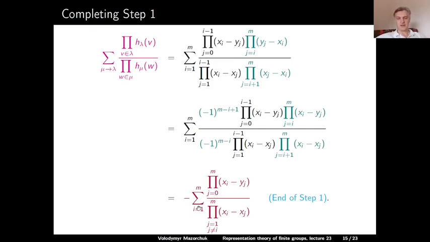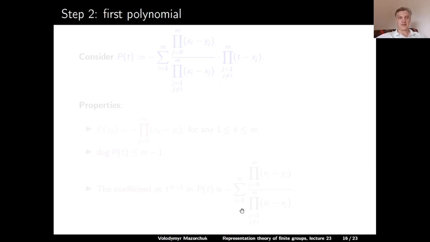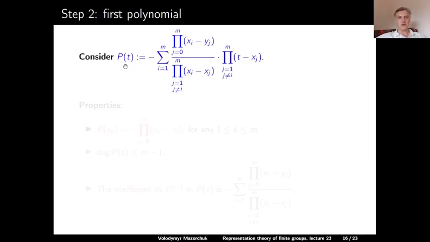So we get minus the sum over all i from 1 to m, and then the summand is the quotient of the product j from 0 to m, xi minus yj, divided by the product j from 1 to m, j is not equal to i, xi minus xj. So this completes the proof of step 1. In step 2, we will have to analyze this new expression in a different way. In order to prove step 2, we consider the following polynomial p of t, which is defined in the following way.